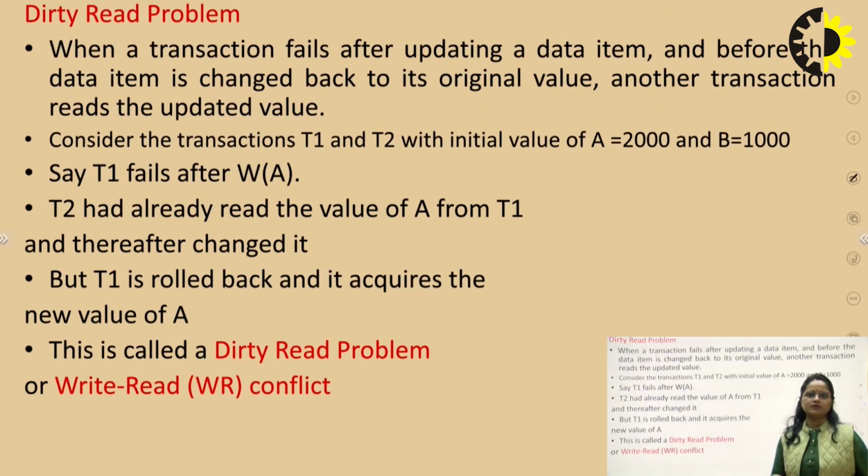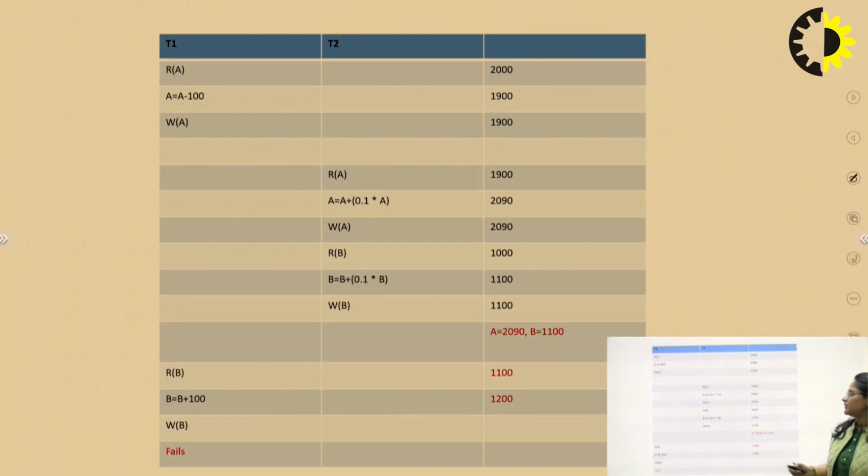Then the dirty read problem. When we are dealing with serializability, in a concurrent execution environment, we can face these problems. When a transaction fails after updating a data item and before the data item is changed back to its original value, another transaction reads the updated value. Let's suppose we have two transactions, and the initial value of A is 2000 and B is 1000. Let's see an example.